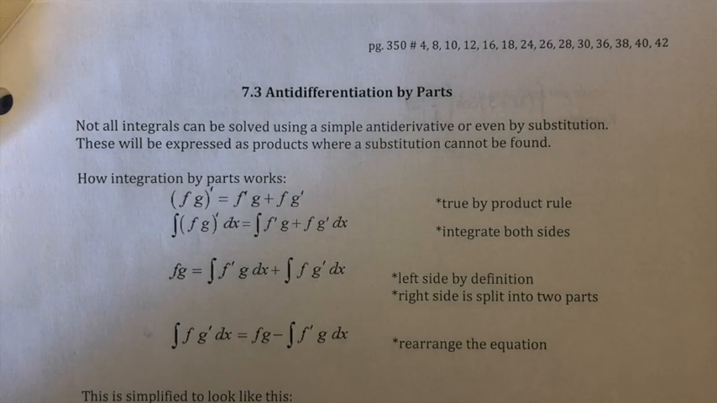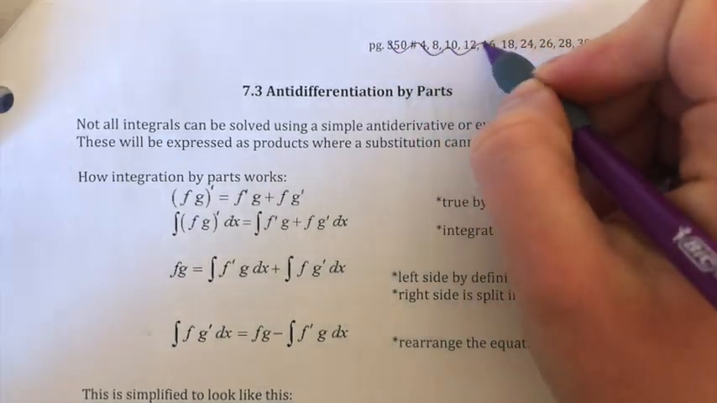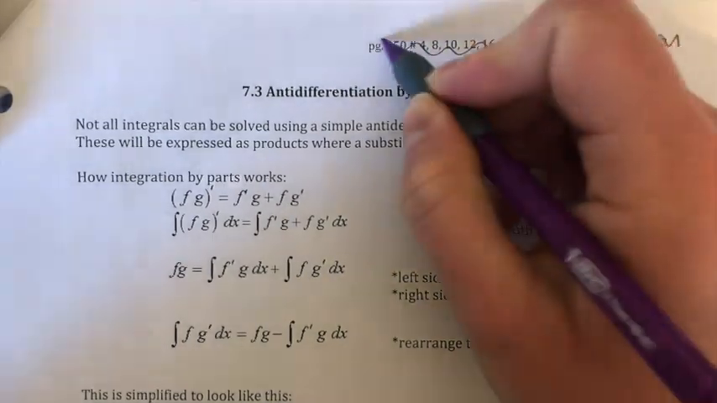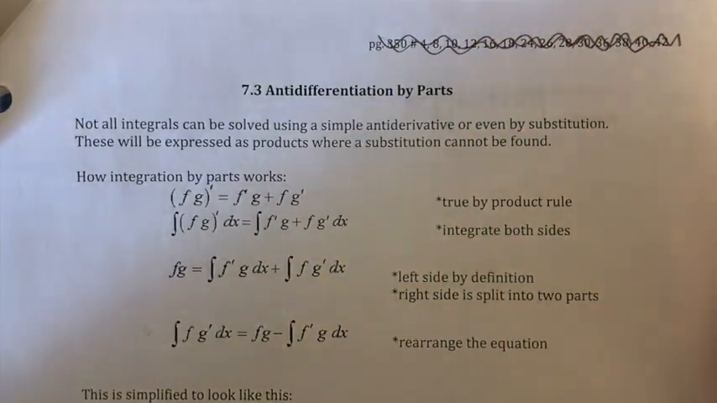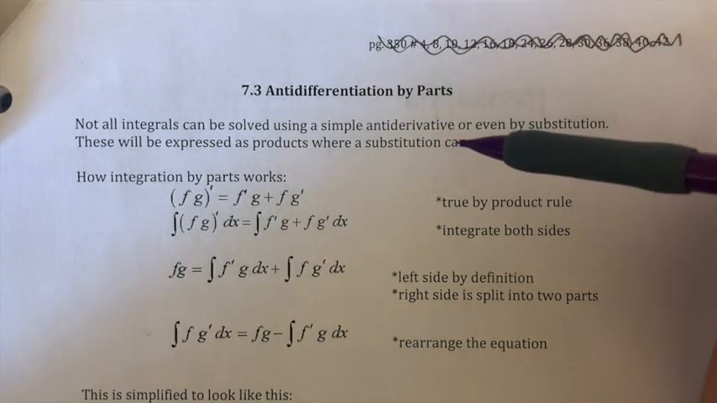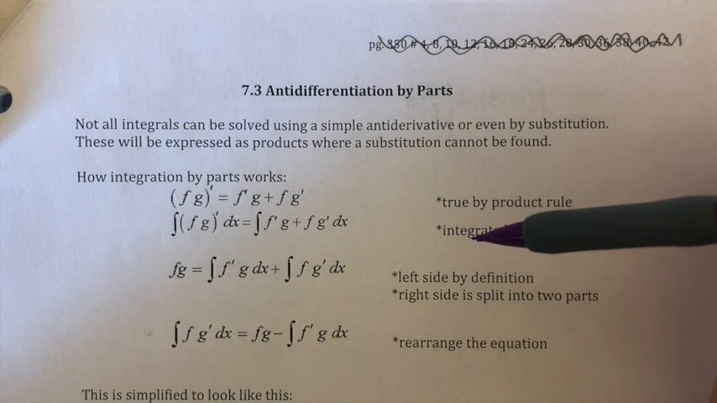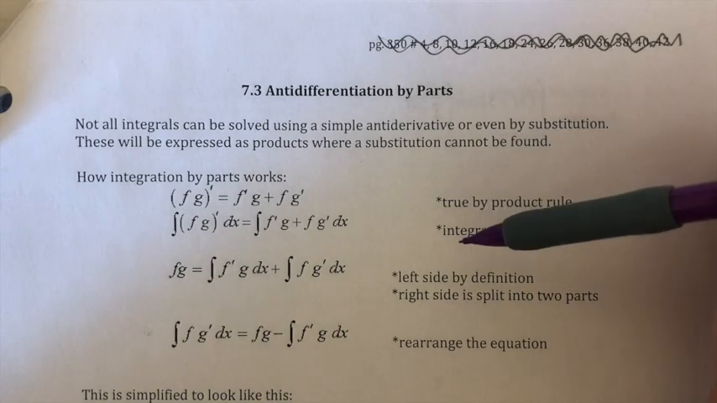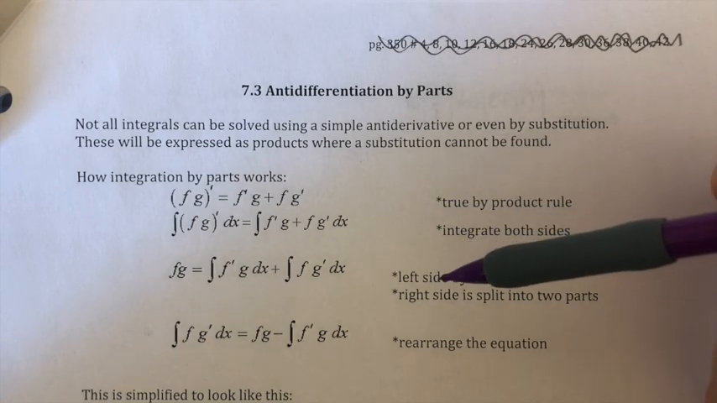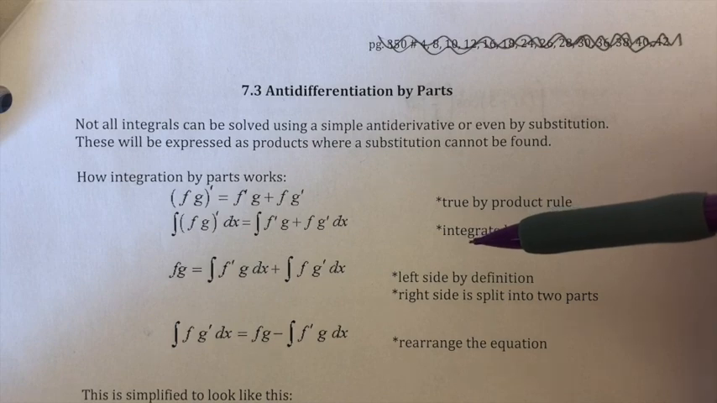Okay, so 7.3, we're going to do anti-differentiation by parts. So this is another big rock that you guys are going to take forward to university. Again, don't worry about these ones. There's a different list at the end.